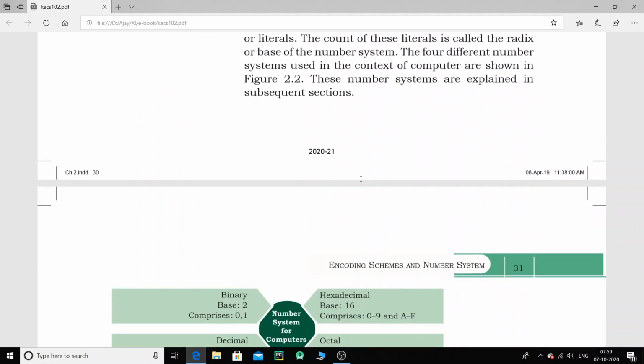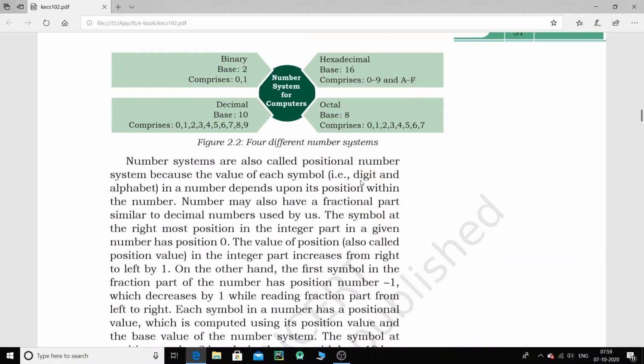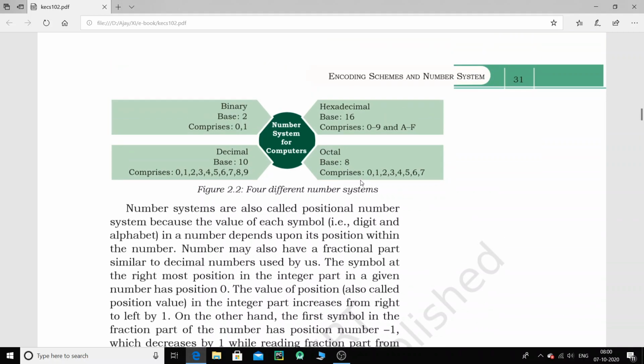I guess for Python I have already given the chapter to you. If it is not there in the app, I'm going to upload it just after this video. Okay, so let us discuss the number system.